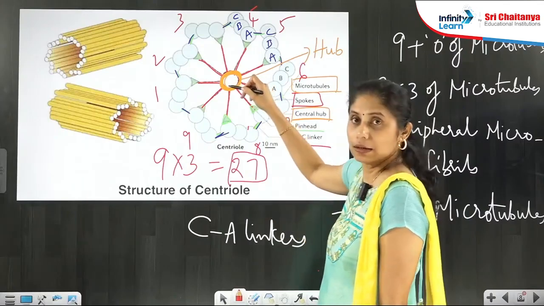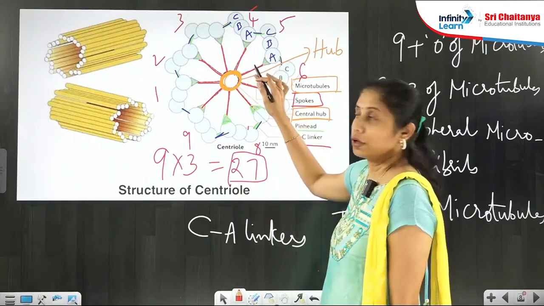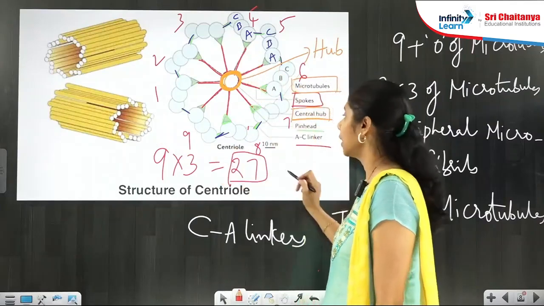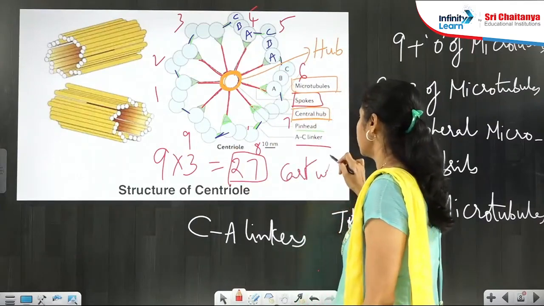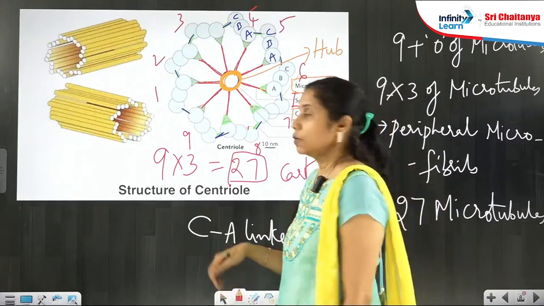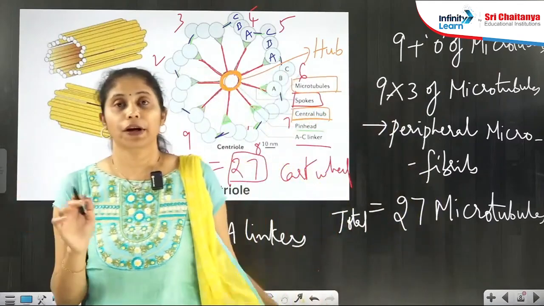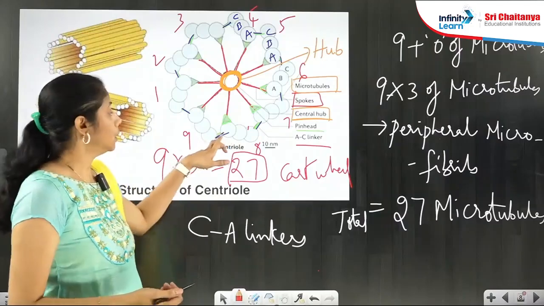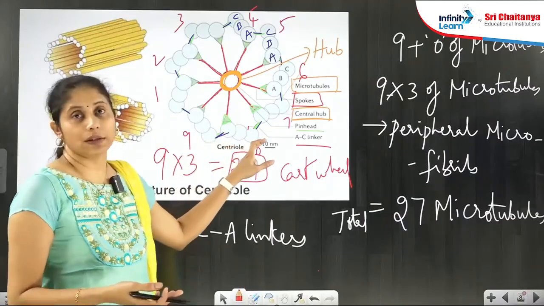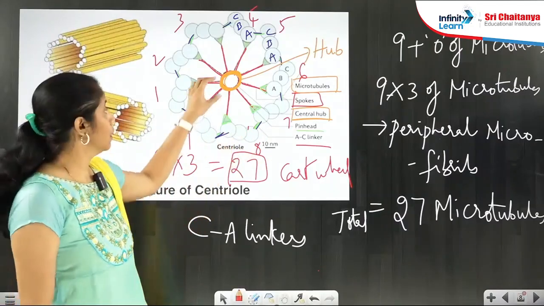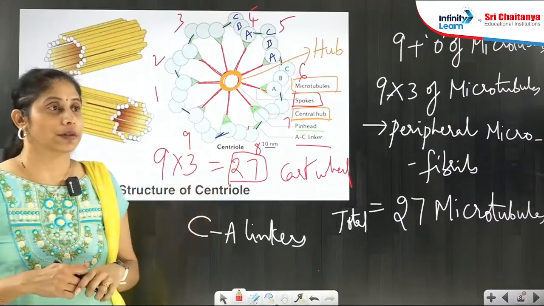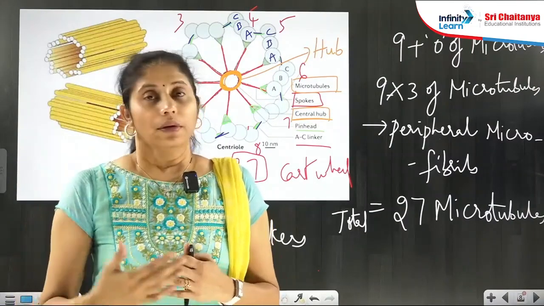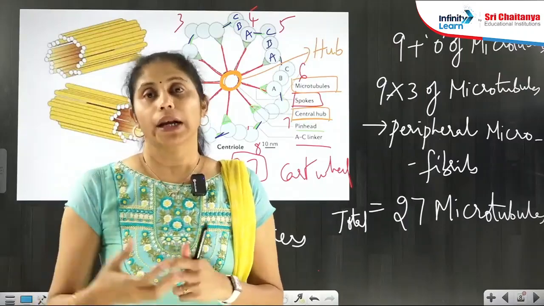But you can see in the center, there is no microtubule. But this is one centriole structure which looks like a cartwheel. Right? So that cartwheel appearance is made up of 27 microtubules where 9 triplets are there. All the peripheral microtubules will be triplets. So 9 threes are 27. Central portion, no microtubules. So all of you read this much.